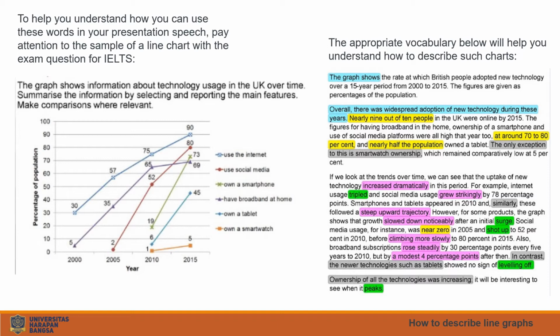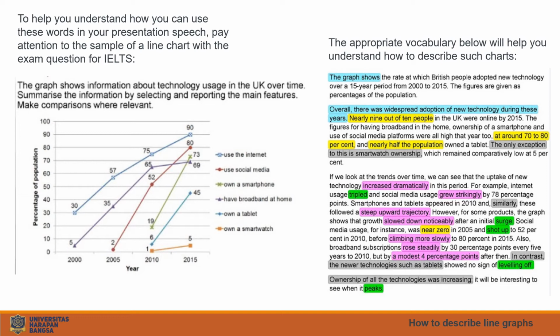The graph shows information about technology usage in the UK over time. Summarize the information by selecting and reporting the main features. Make comparisons where relevant. And the appropriate vocabulary below will help you understand how to describe charts.